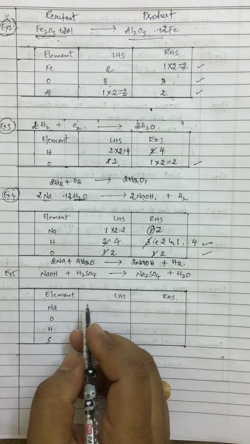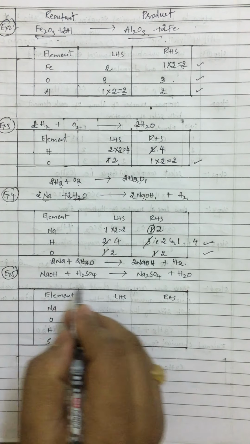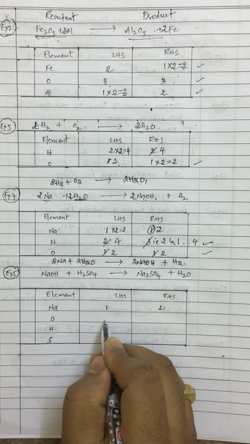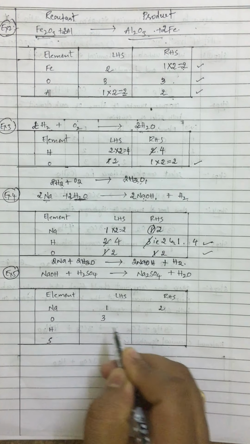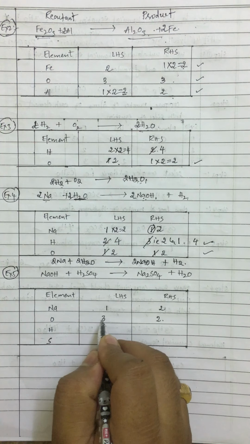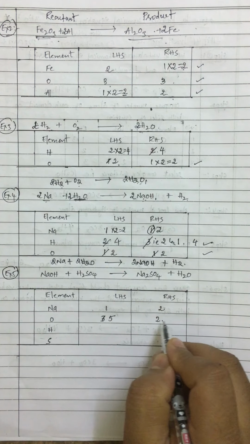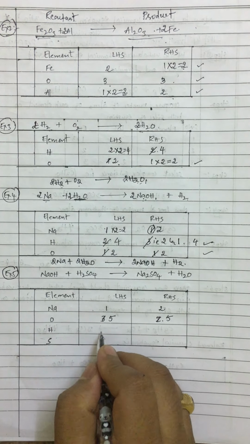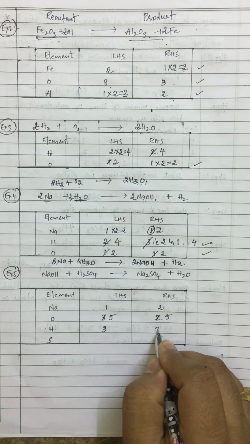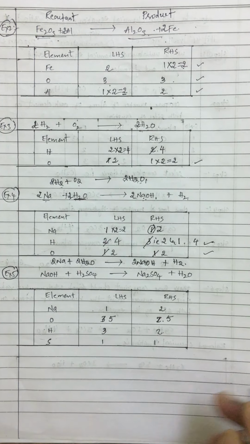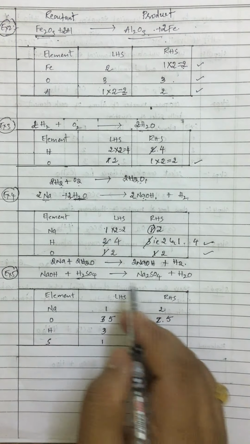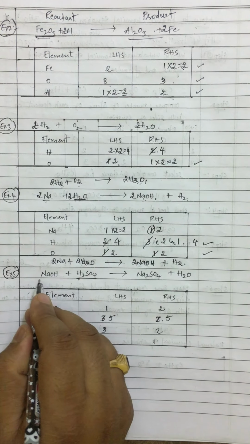Okay, now the last one, example number 5. The number of sodium atoms on the left hand side is 1, and on the right hand side is 2. Oxygens are 5 on the left hand side, 5 on the right hand side. Hydrogens are 3 on the left hand side and 2 on the right hand side. Sulfur 1 and 1. Now select a complex formula. Let us select H2SO4, where hydrogens are not balanced, and NaOH, no problem.